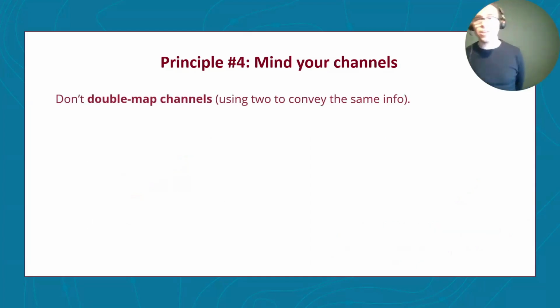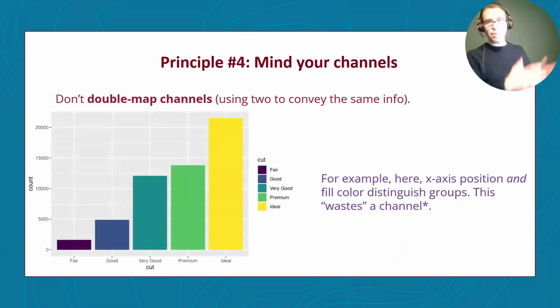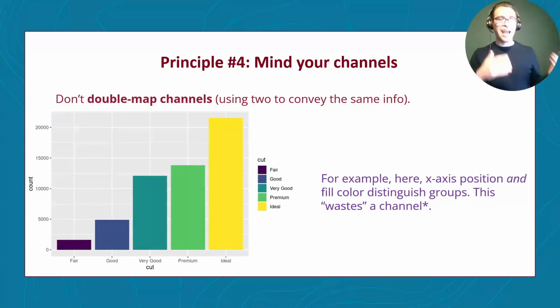When choosing channels, we also must resist a common temptation, which is to double map them. That is when we use two channels to convey the exact same information. This violates that DRY, or don't repeat yourself, principle that I was talking about earlier. For example, we have a bar chart here where we have fill color hue reflecting different cuts of gems. However, I want you to notice that the x-axis position on this graph is also cut quality of gems, right?